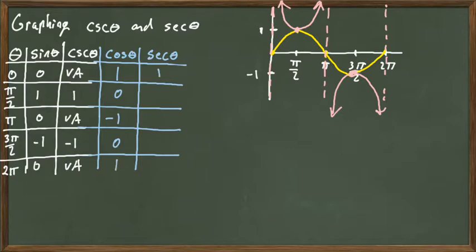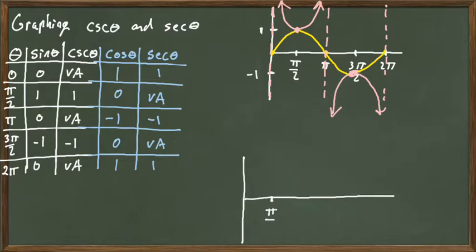And then we'll go ahead and take the reciprocal. So reciprocal of 1 is 1. Reciprocal of 0, we can think of as our vertical asymptote in this context. Reciprocal of minus 1 is minus 1. Reciprocal of 0, again, in this context, we can think of as our vertical asymptote. And then finally, the reciprocal of 1 is 1. And like before, we'll go ahead and draw in the cosine.